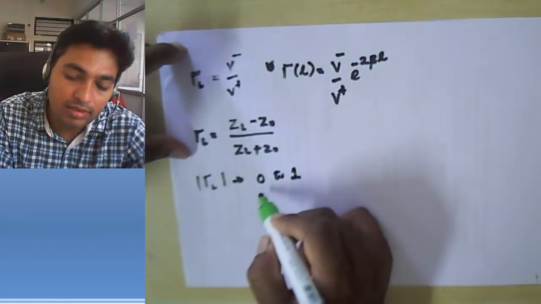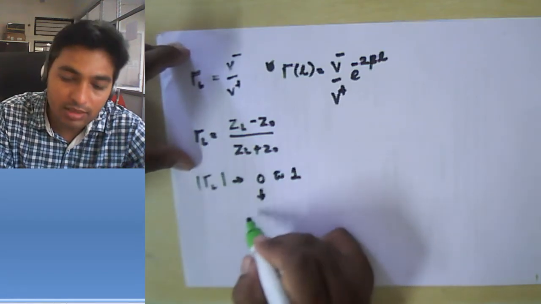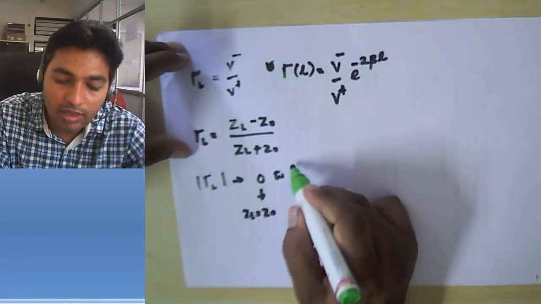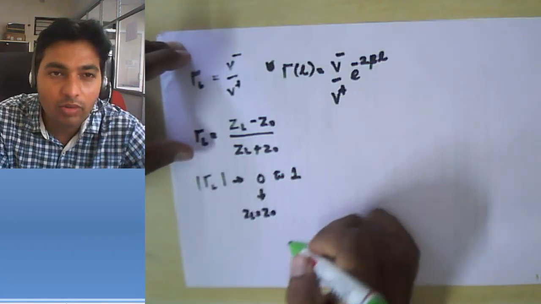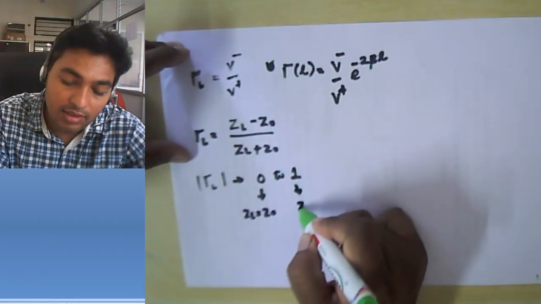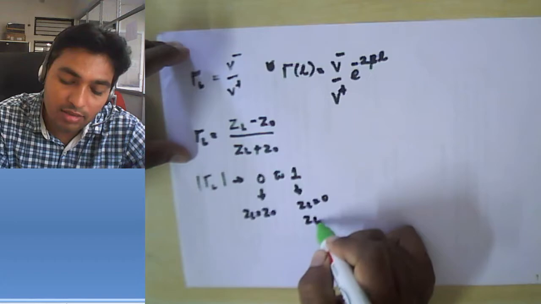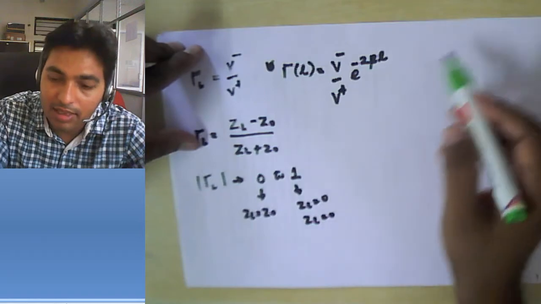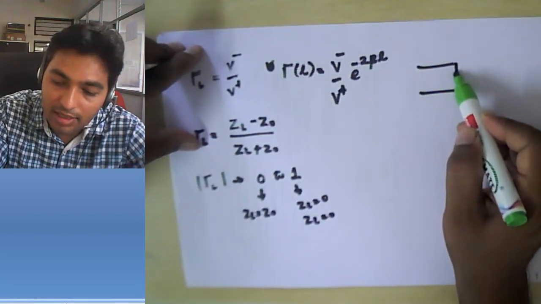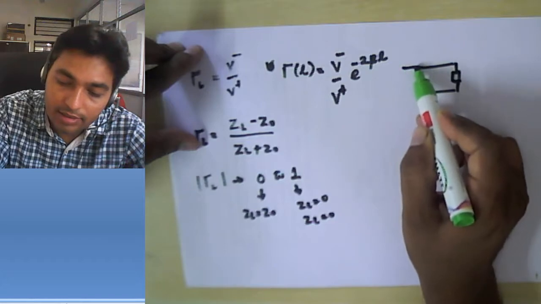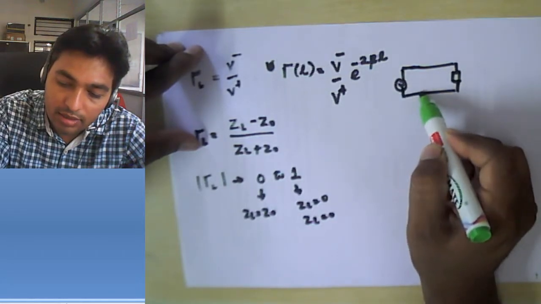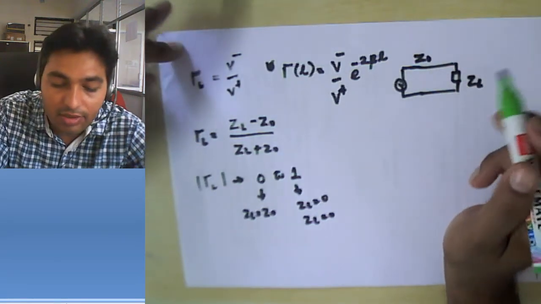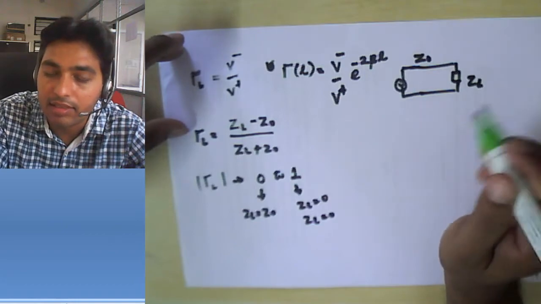So the magnitude of the reflection coefficient is always from 0 to 1. 0 corresponds to a perfect match, where ZL is equal to Z0, and 1 corresponds to ZL equal to 0 or ZL equal to infinity. And from this we have seen that we had a transmission line. This was our load end, and this was our source end. Z0 is our characteristic impedance and ZL is our load impedance.